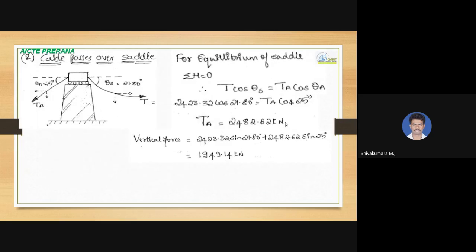And if the cable passes over a saddle, you just have one condition, that is T cos theta S, the horizontal component of this, equal to the horizontal component of this. T cos theta S equal to TA cos theta A. So the value of T you know, theta S you know, theta A you know. You just substitute, you will get the tension force in the anchor cable as 2482.62 kilonewton. Okay, and then if you want vertical force, you just resolve this TA, so that 1949.14 kilonewton, that vertical force you are going to get.